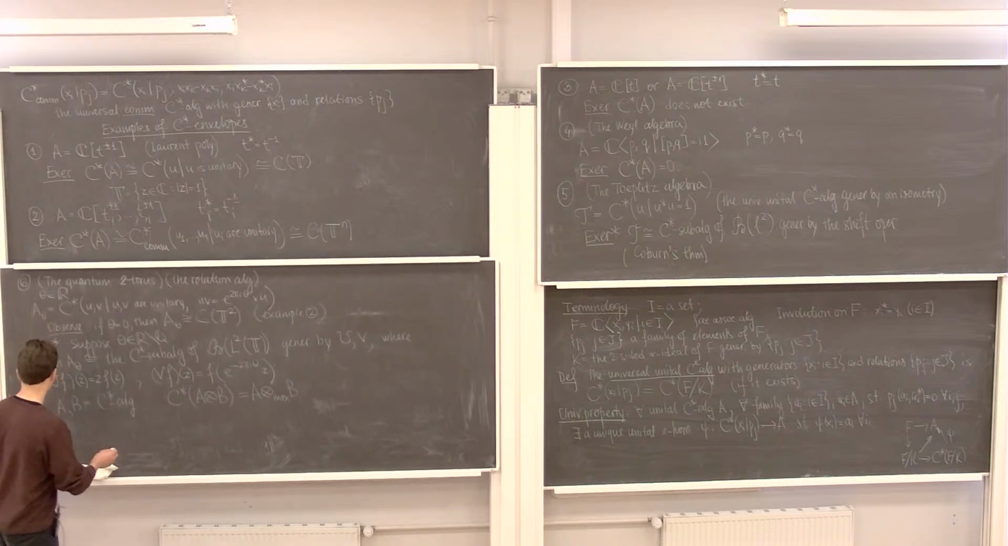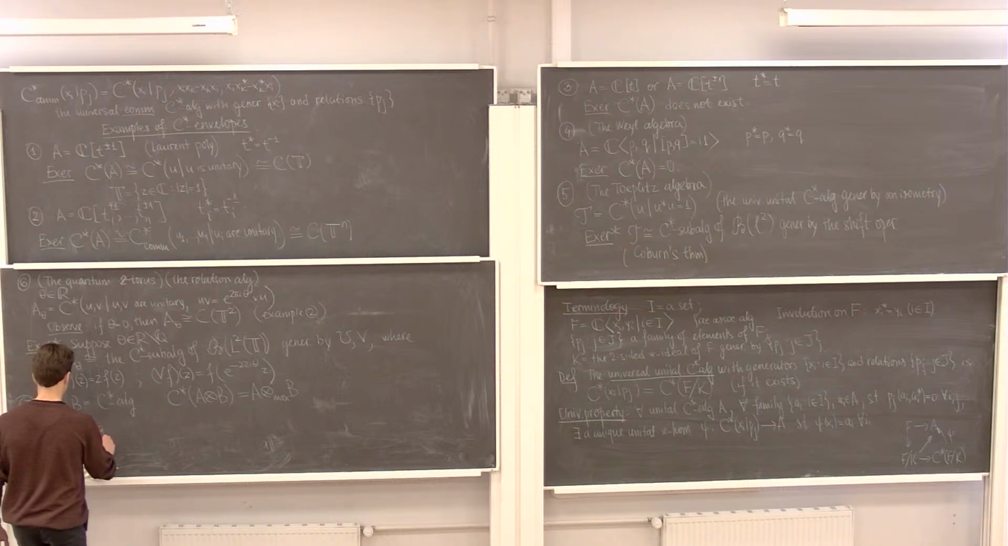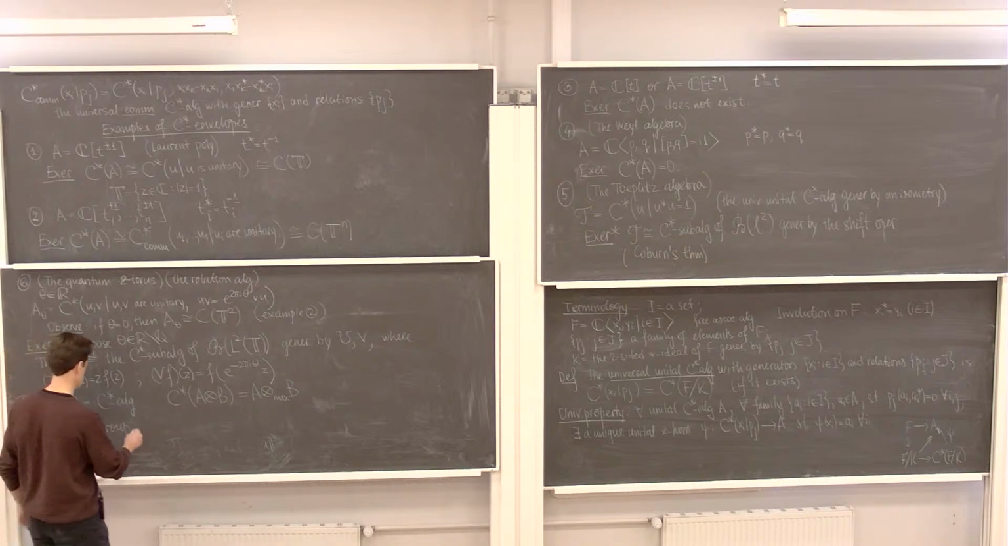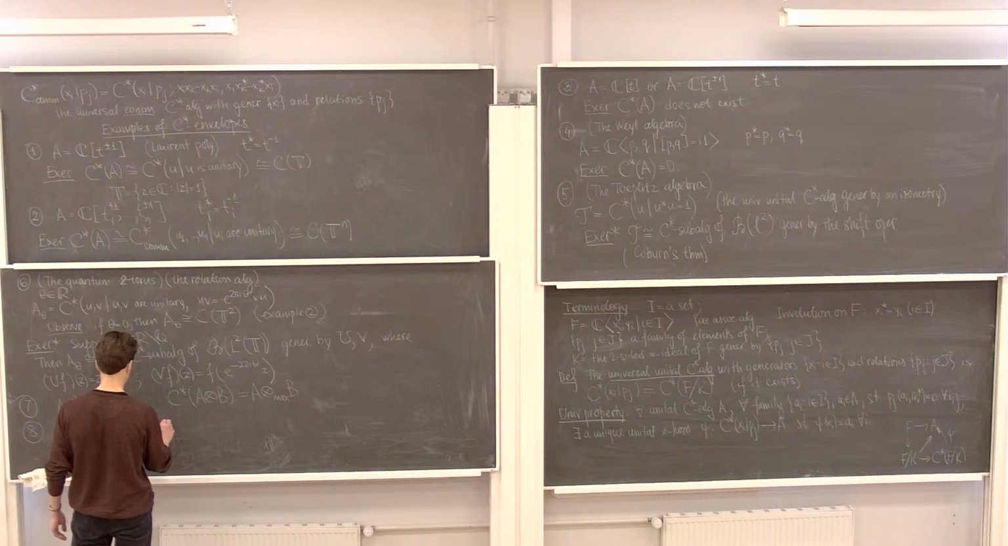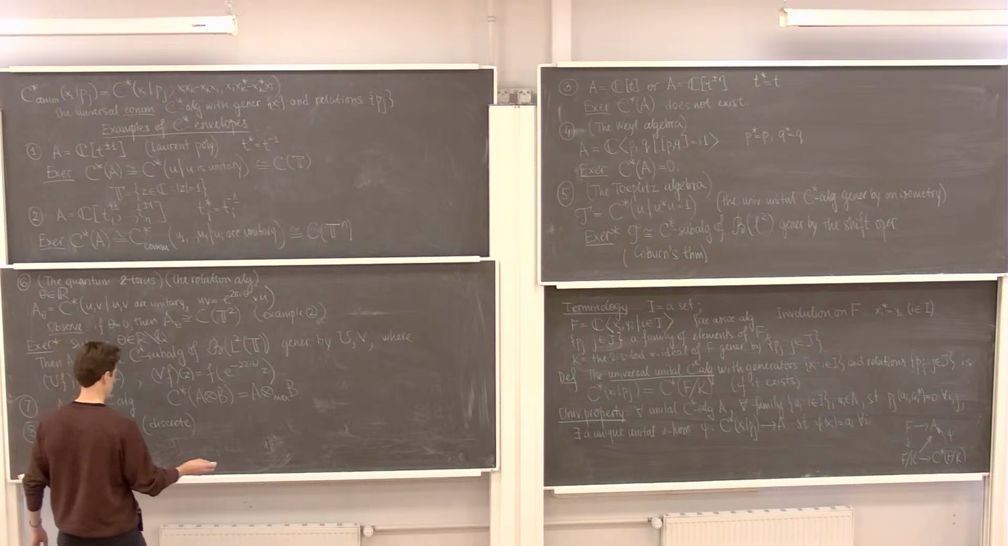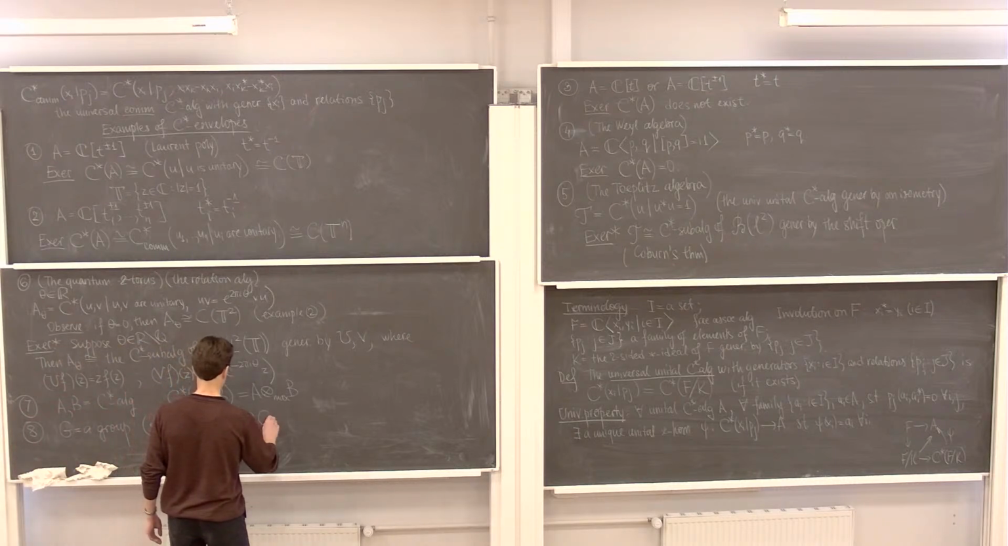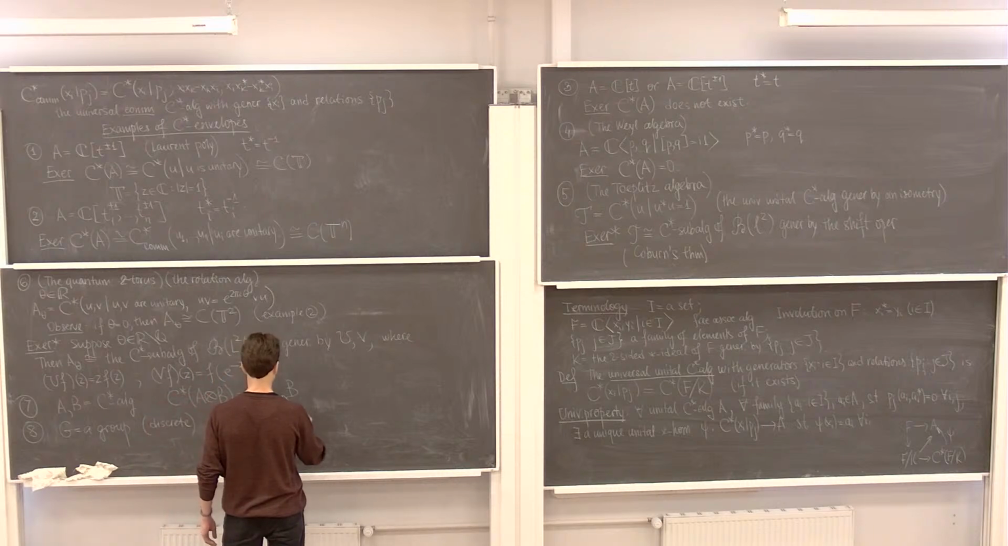So these algebras are the same. Example 8. Let G be a group. So we may consider it as a topological group with a discrete topology. So just a group. And let A be the group algebra of G, the group algebra over the complex numbers.